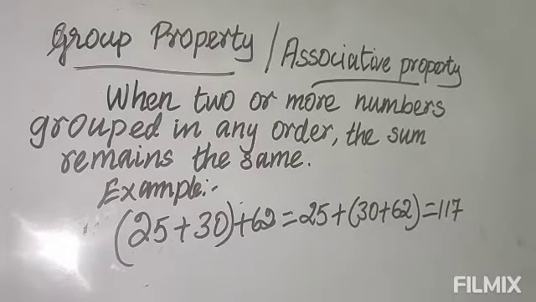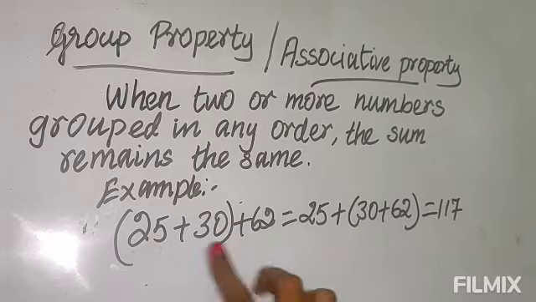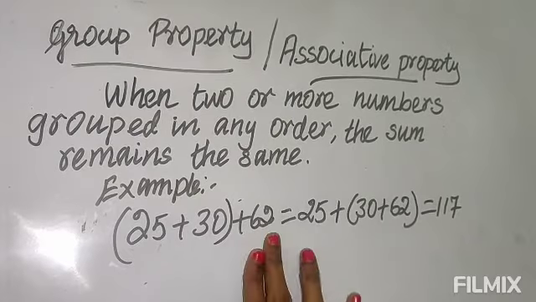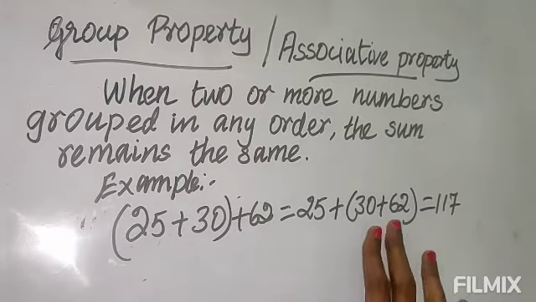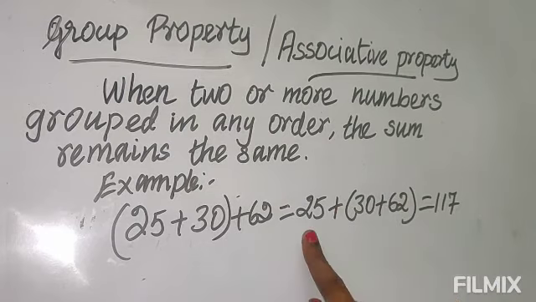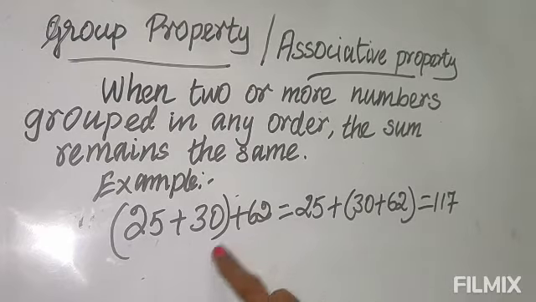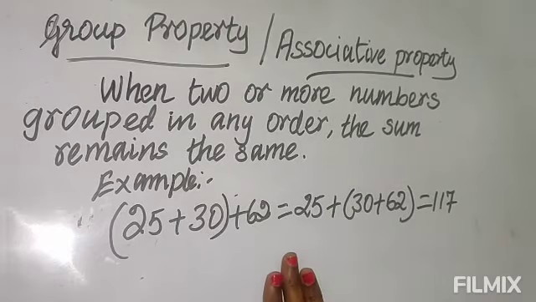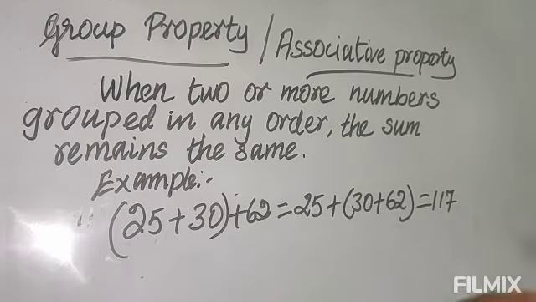The group property, the associative property: when two or more numbers are grouped in any order, the sum remains the same. So I have given the example. The first two numbers are grouped in one group and the third number remains alone in another group. And we are adding again in another order. We have grouped the second and third numbers in one group and the first number remains alone, and when you add both, the total remains the same, 117. So this proves the associative property: the sum doesn't change when the grouping is changed.